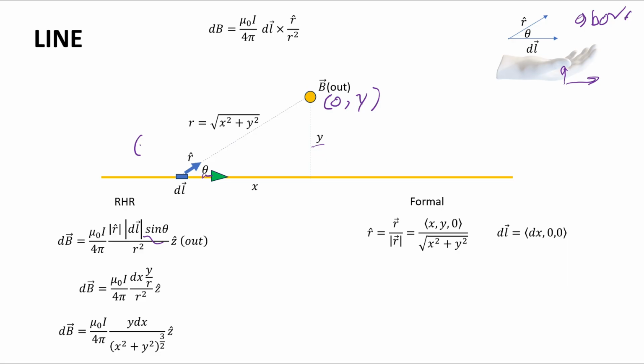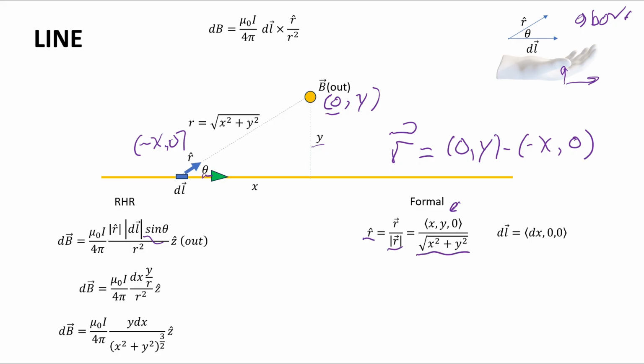The coordinate of this is negative x, because it's to the left of 0, comma, 0. And if you say our vector equals the field position, 0, comma, y, minus the line position, which is negative x, comma, 0. Okay, if you subtract these, you get this. The other thing is r hat is a unit vector, so you have to divide by the magnitude, and so you end up with this extra little piece here.